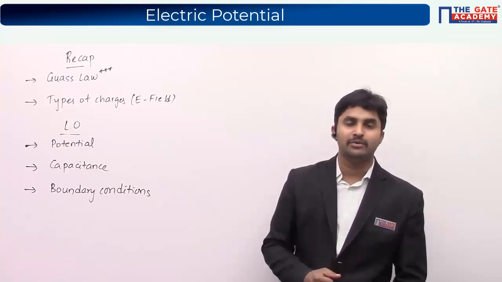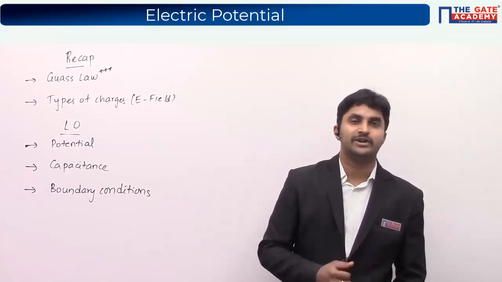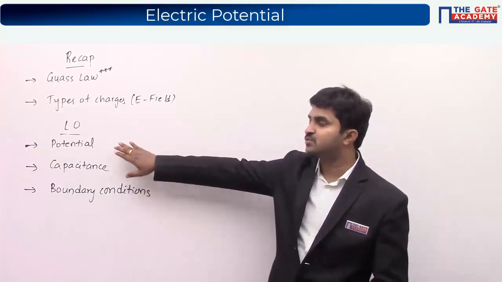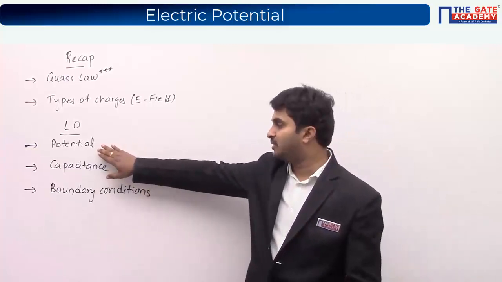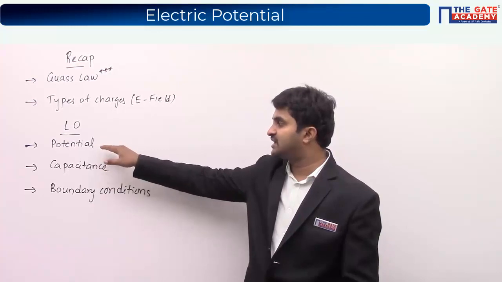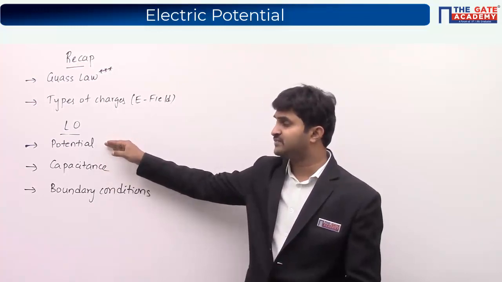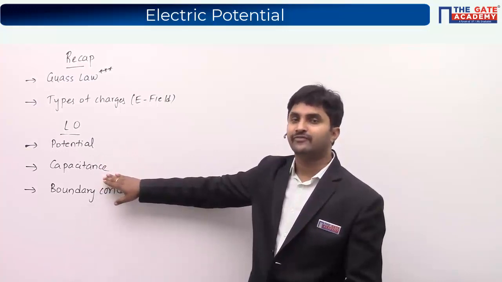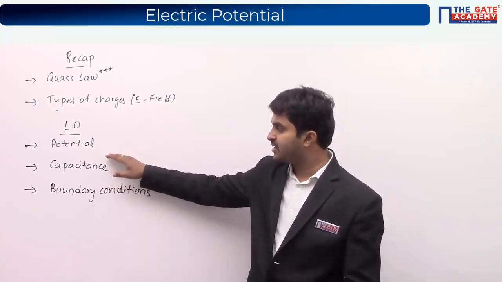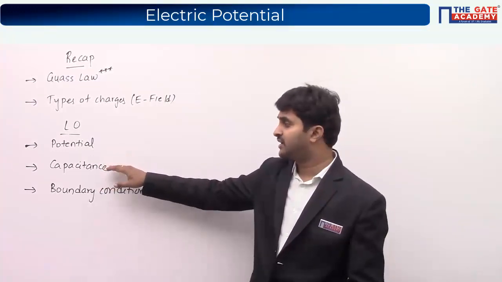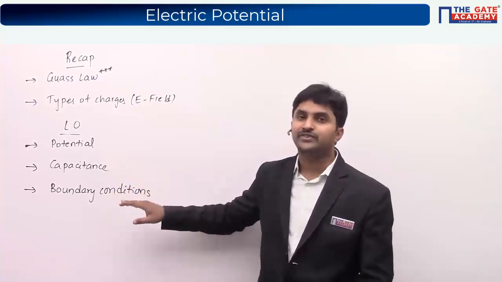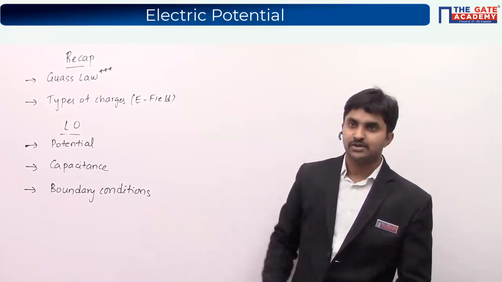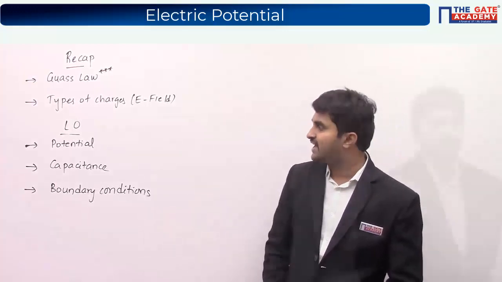So we are yet to complete this topic. There is a GATE problem, in fact a couple of GATE problems, that we have to complete so that we can move into the next topic for today's class, which is the concept of potential. We'll learn what potential is, which is an important topic as far as the GATE examination is concerned. And of course, we'll also cover other important topics like capacitance, and if time permits, we will move into the next topic, boundary conditions. So this is what we are going to learn in today's class.